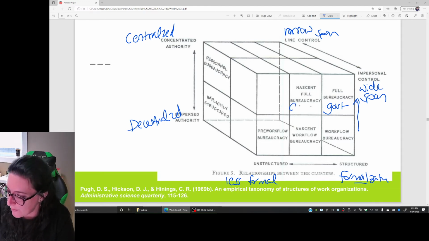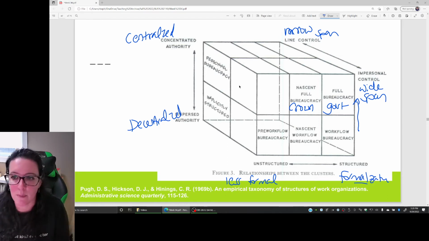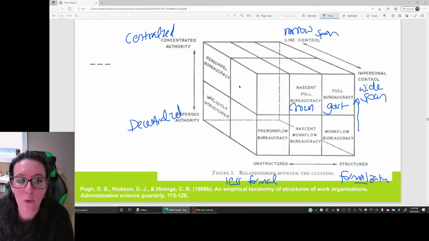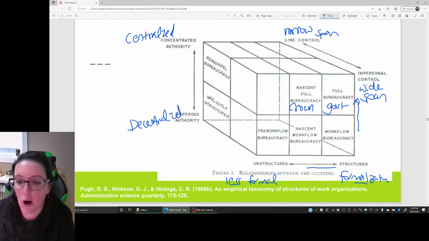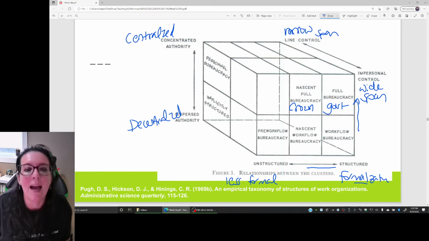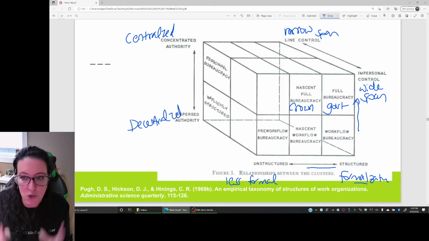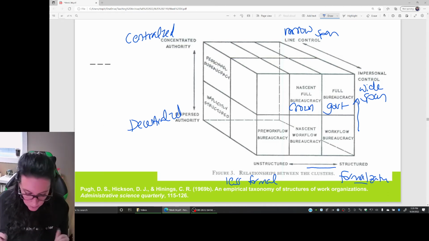We also have what he calls nascent full bureaucracy, but this is crown corporations, like Canada Post. So notice the difference between Canada Post and the government itself. They are still both more centralized in decision-making. They are both more of a wider span. The difference is the level of structure or formalization. So crown corporations, which are government-owned businesses that act independently, have less in terms of rules and structure than government entities.